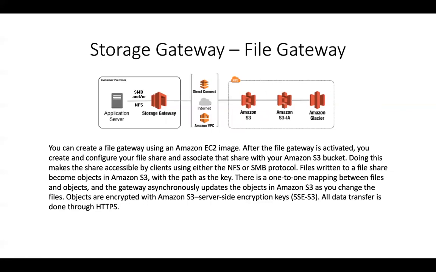And there is a one-to-one mapping between the files and objects, and it's being asynchronously updated to S3 in the background. And it's encrypted using server-side encryption with S3, and all the data transfer is done through HTTPS for security in transit, right? And then you can configure your own lifecycle policies in order to go ahead and transition it to Amazon S3 IA, which is infrequent access, and then archive it with Glacier.